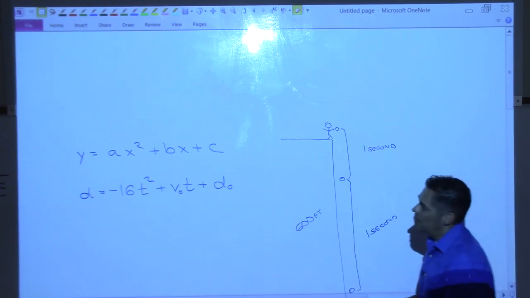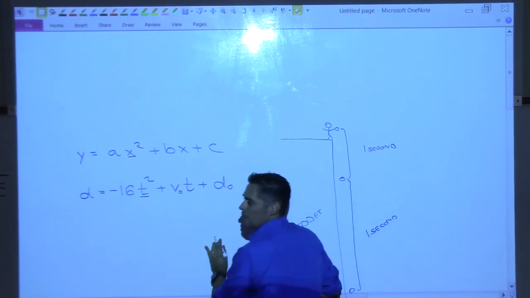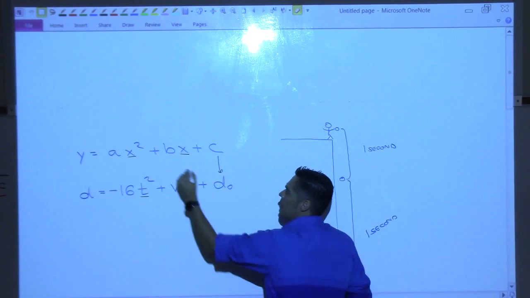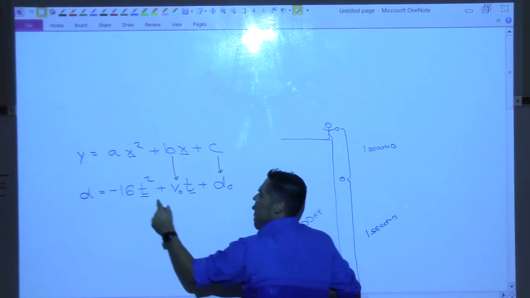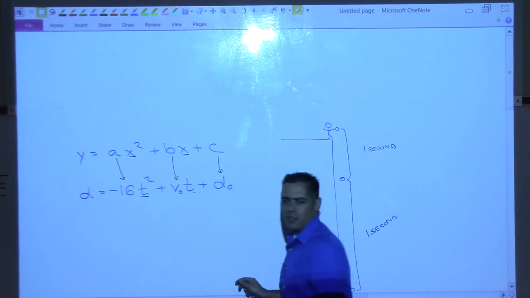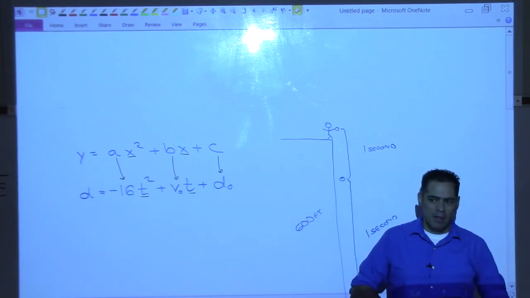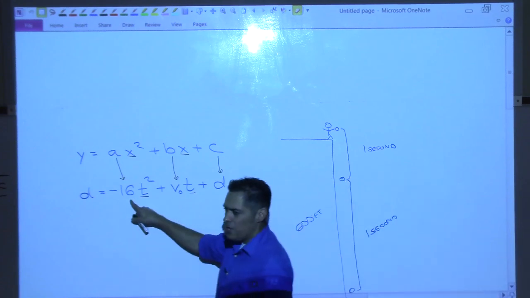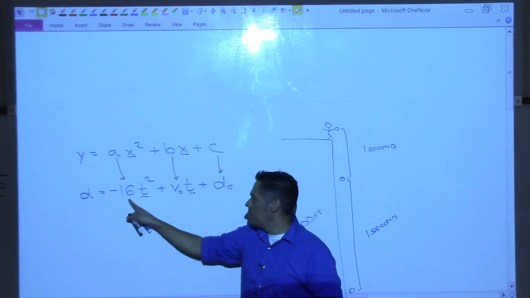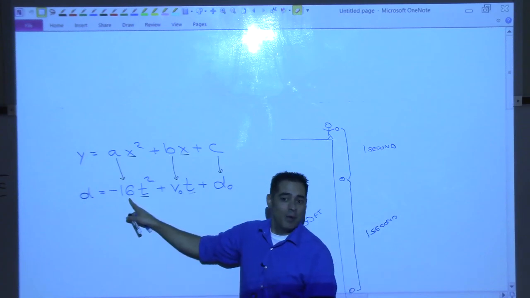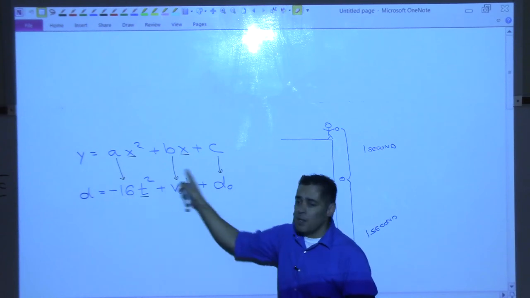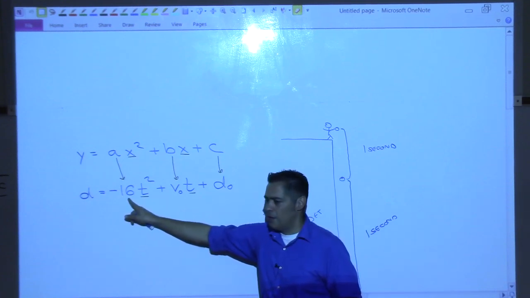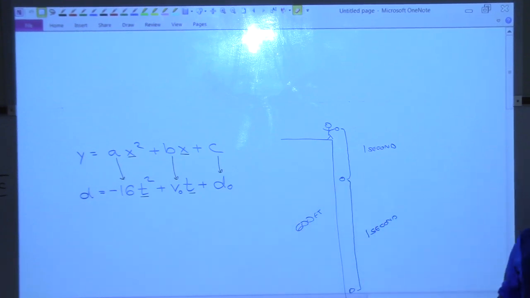The only difference is that instead of using x, we're going to use t. Instead of saying c, we're going to put d with this little 0 here. Instead of using b, we're going to put v with the little 0. And A, you don't get a choice. It's negative 16, and the reason is because we are on Earth. If you're on the moon, this number changes, but the formula would stay the same. This is basically gravity, and gravitational force is different on every planet. So that is the formula.